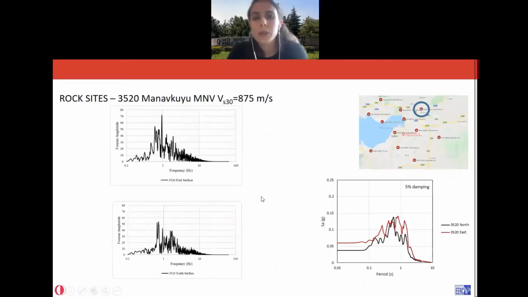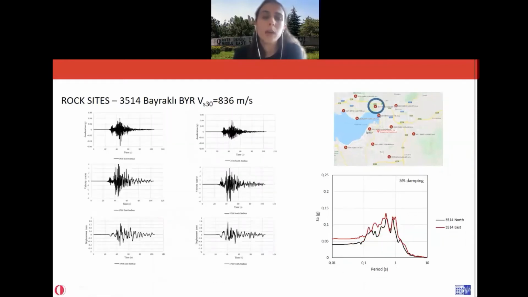And this is the Manavkuyu station. Again, the Fourier amplitude spectrums. We put the Fourier amplitude spectrums to find the fundamental periods of the site actually. And if you see the response spectra with the ground motion prediction estimations, now even the PGA values and also the higher period ranges, the ground motion prediction estimations unfortunately do not capture the behavior for these sites.